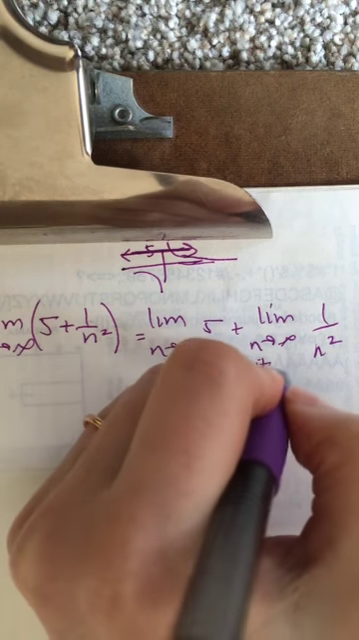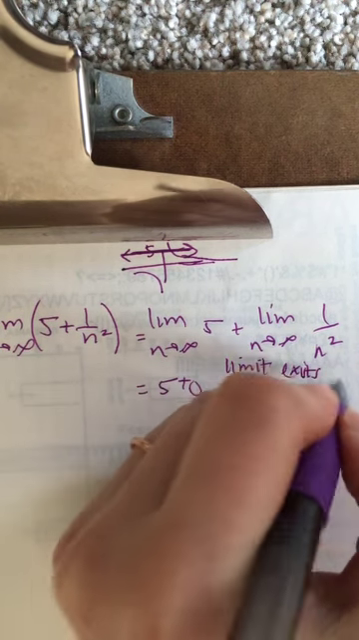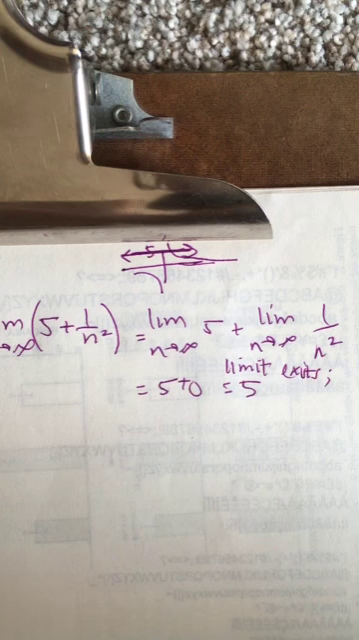So the limit exists, 5. You could also say it converges. It didn't specifically say converge, it said does it exist, yes or no, and then tell me the value.